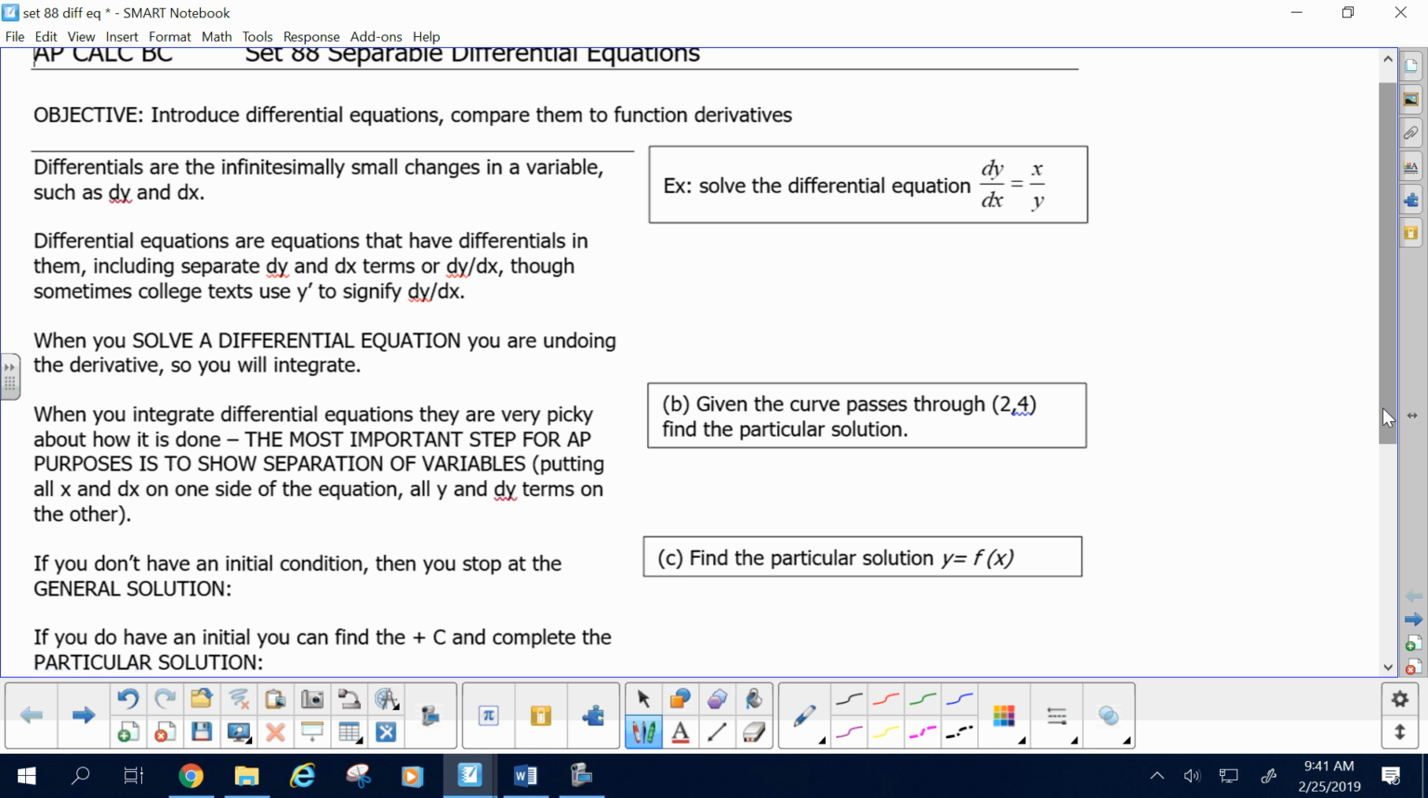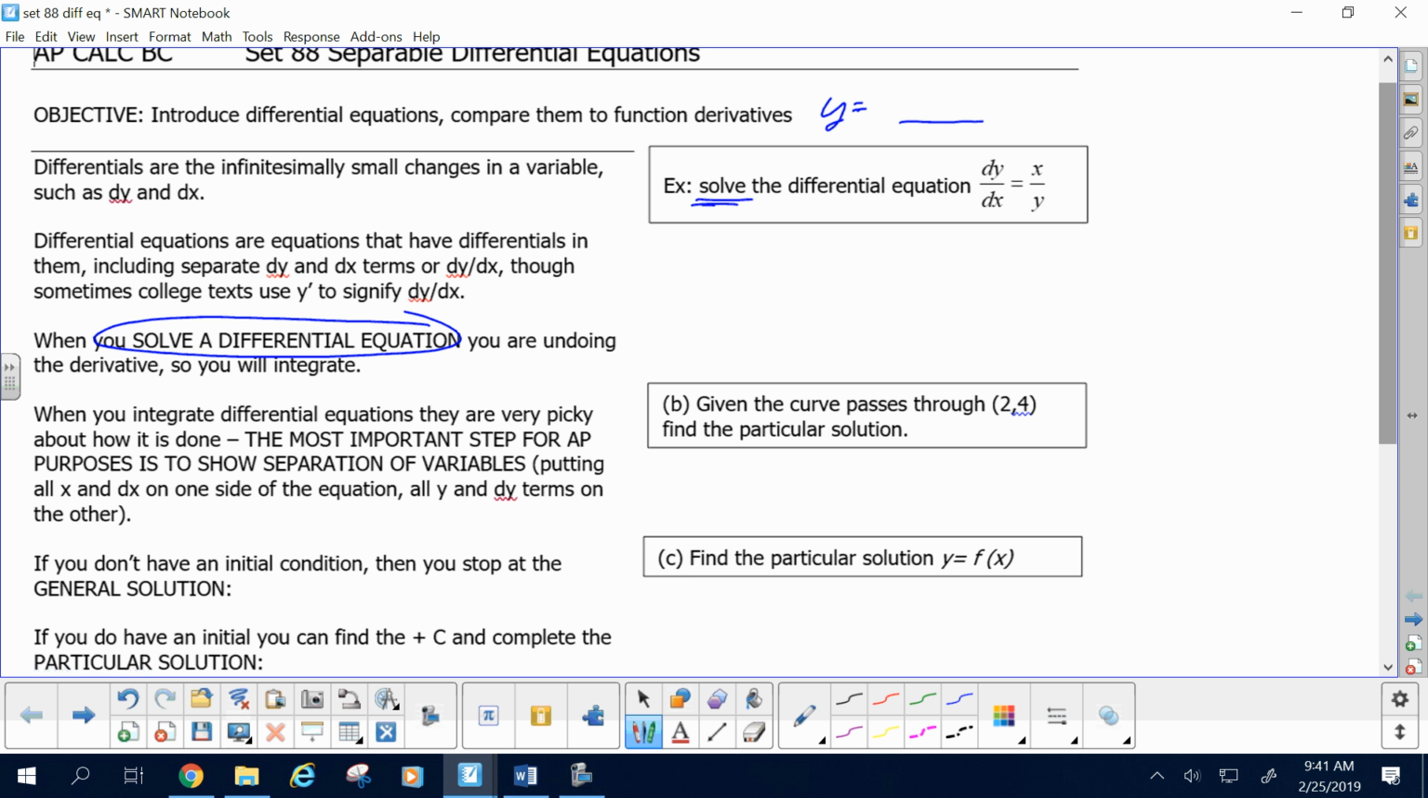Here's a differential equation. dy dx equals x over y. Now I want to solve this, meaning I want to get rid of the derivative and go back to the original. When you solve a differential equation, it means what is the original y-x equation? You might solve for x, but we'll talk about y. When you integrate differential equations, they are very picky about how it's done.